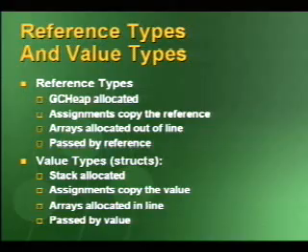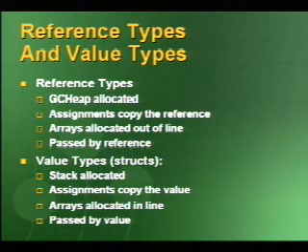So reference types are GC allocated. They're allocated in the managed heap. Assignments are copied by reference. When I say by reference, what I really mean is a pointer to. So the entire value is not copied, just a pointer to that value is copied. Arrays are allocated out of line, which means what I really have is an array of pointers to those objects. And they're passed by reference, so a pointer to that value is passed.